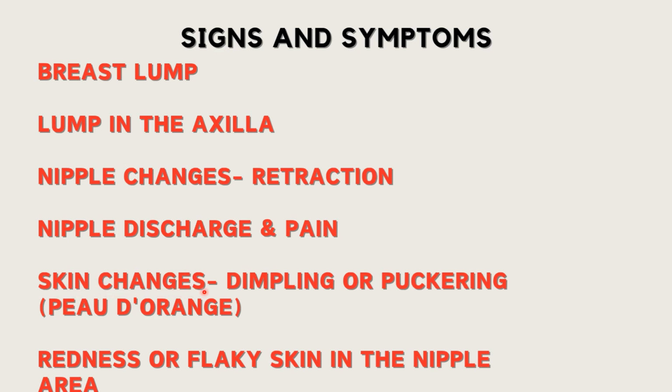There could be skin changes, dimpling or puckering of the skin over the breast, also called as peau d'orange, or orange skin. That means the skin over the breast becomes similar to the skin of an orange. There could be redness or flaky skin in the nipple area. There could also be swelling and pain over the breast that is not subsiding.